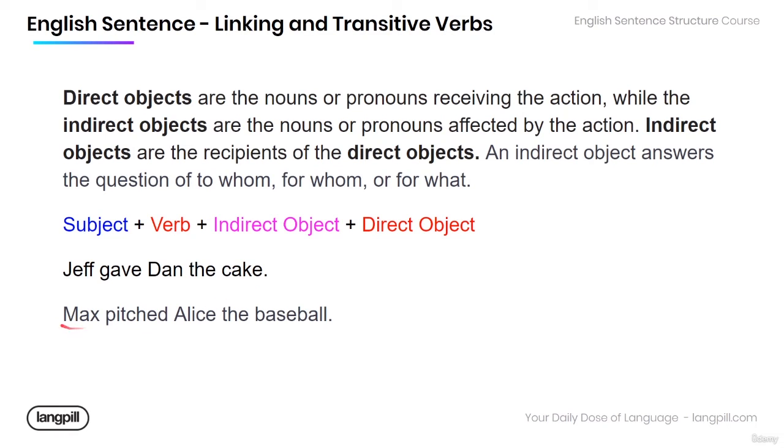Okay? We have another sentence here. Max pitched Alice the baseball. So again, Max, okay, subject. Pitched is our verb. What did Max pitch? Well, he pitched the baseball. So that is the thing that is receiving the action. But who was affected by this action? Well, Alice was affected. So Alice is our indirect object. So these are these ditransitive sentences. They have two objects actually.